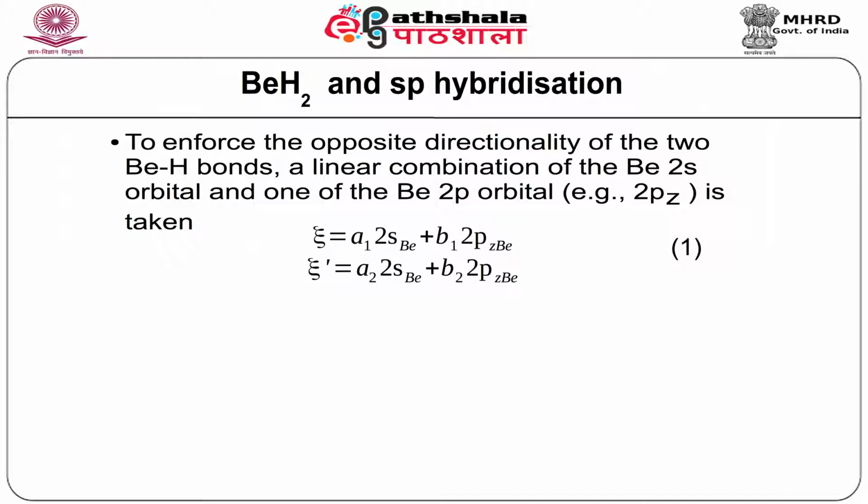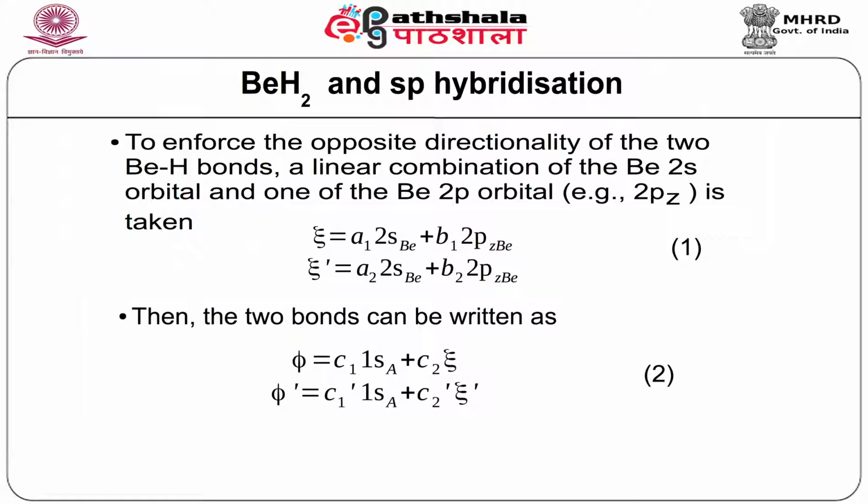So one of the hybrid orbitals, say xi, will be a linear combination of the beryllium 2s orbital and beryllium 2pz orbital, and suppose the coefficients are A1 and B1 respectively. Another hybrid orbital, xi prime, will be a linear combination of the same 2s and 2pz orbitals of beryllium, but suppose the coefficients are A2 and B2.